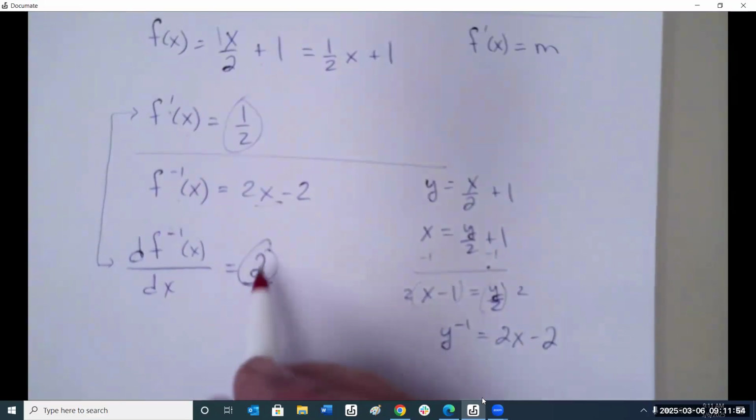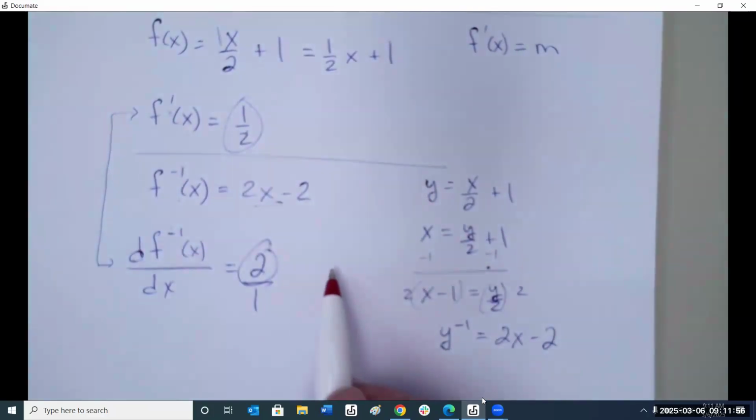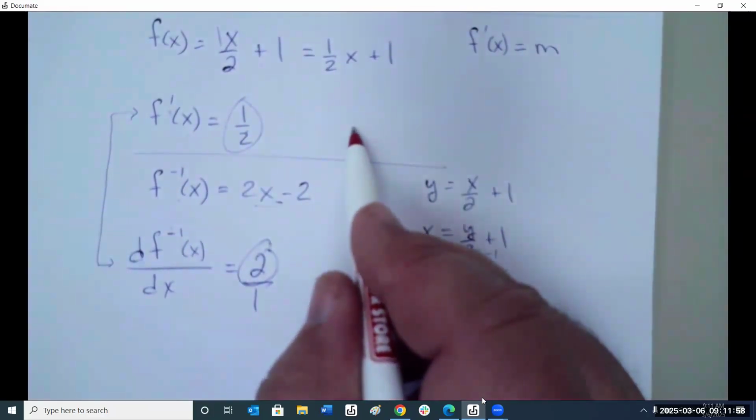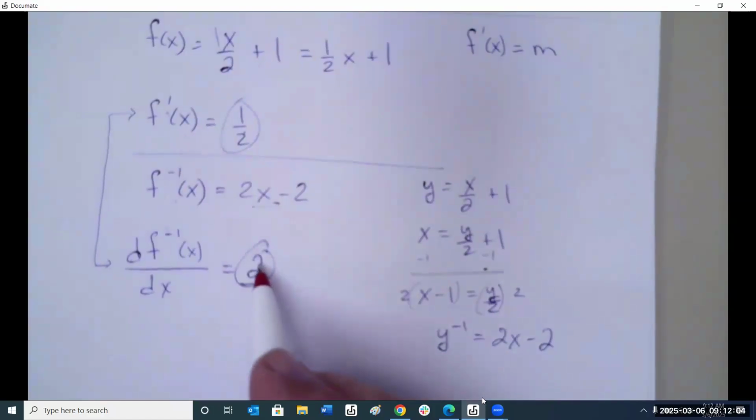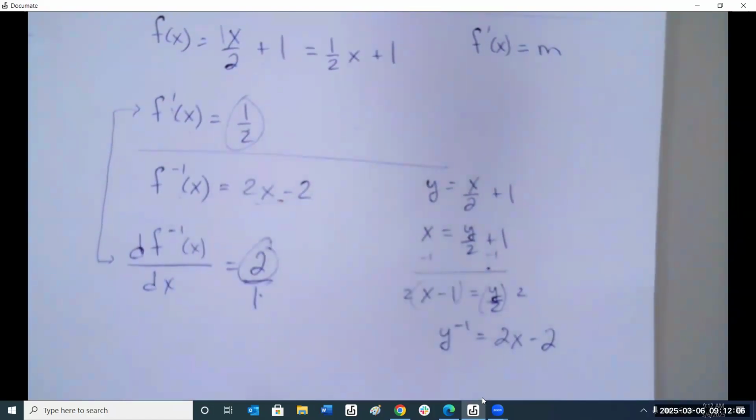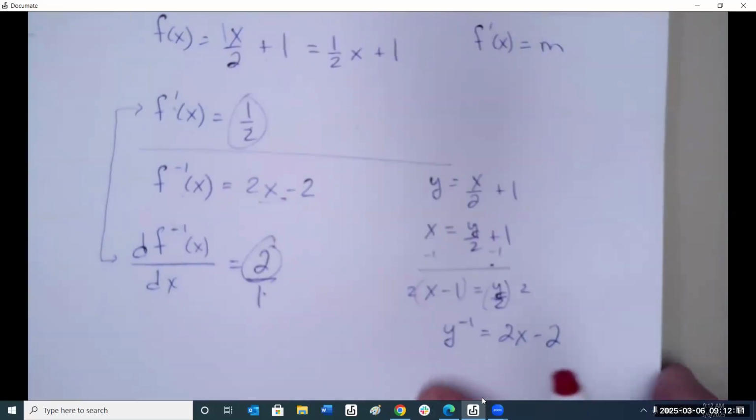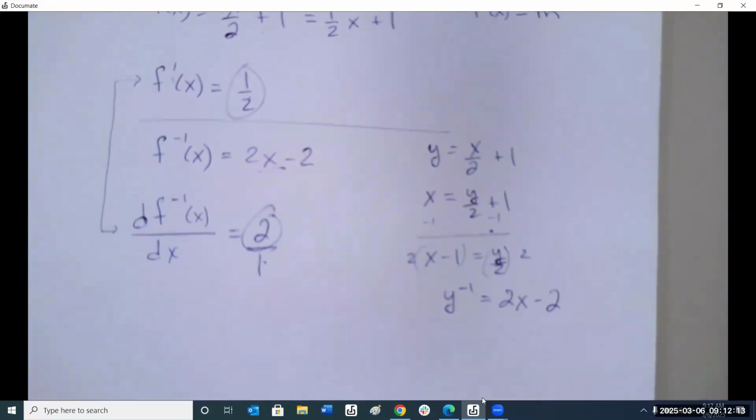This is 2. This is 1/2. If this was 5 over 4, this one would be 4 over 5. They're reciprocals of each other. Again, it's not a trick question, just observation. This is 2 over 1. This is 1 over 2. They're flips of each other. And it's not a unique case. That's the general rule of inverses.